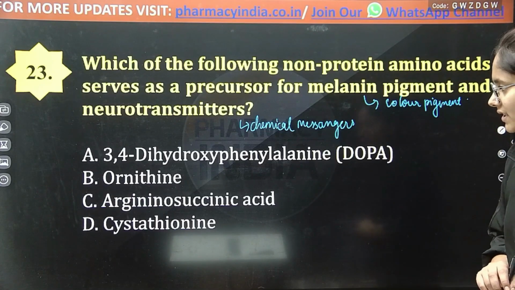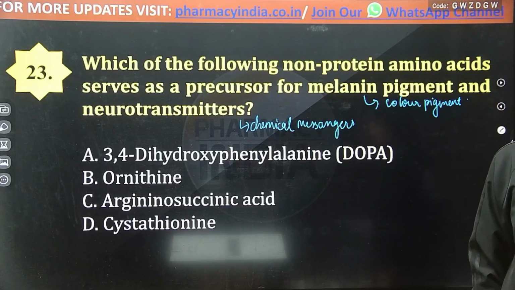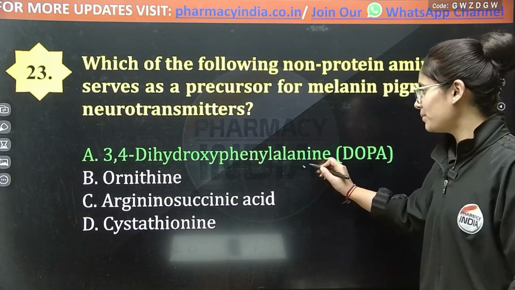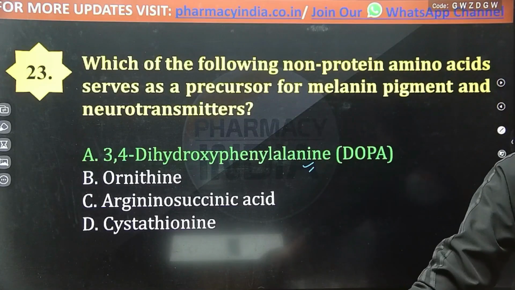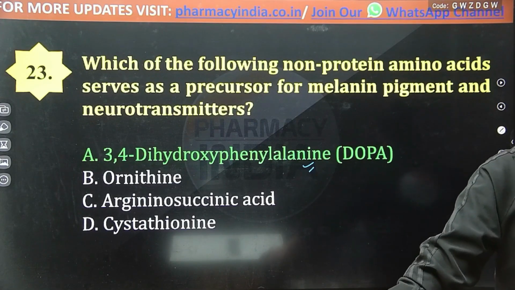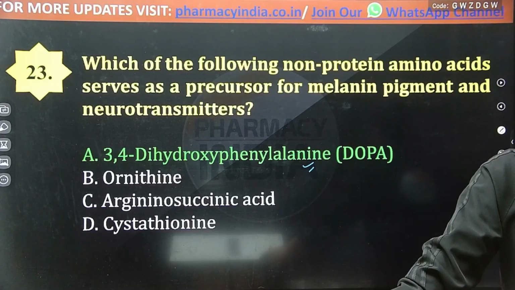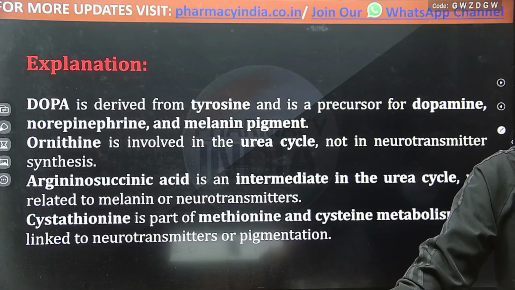3,4-dihydroxyphenylalanine, ornithine, arginosuccinic acid, that is arginosuccinate, or cystathionine. Correct option is DOPA. 3,4-dihydroxyphenylalanine is that non-protein amino acid which serves as a precursor for melanin pigment and also for neurotransmitters. Clear? DOPA is derived from tyrosine and is the precursor of dopamine, norepinephrine and melanin pigment.